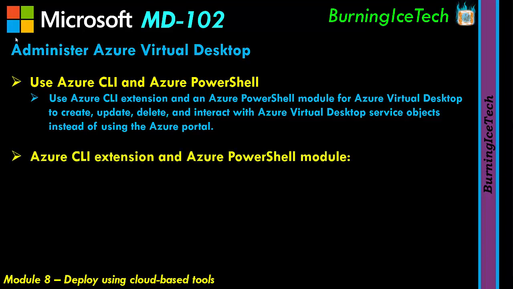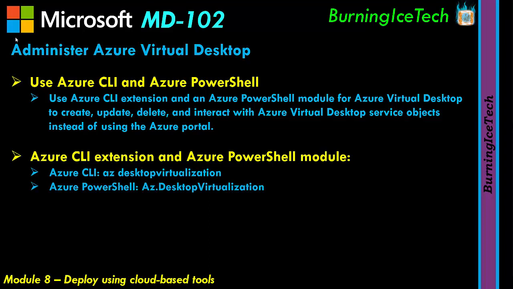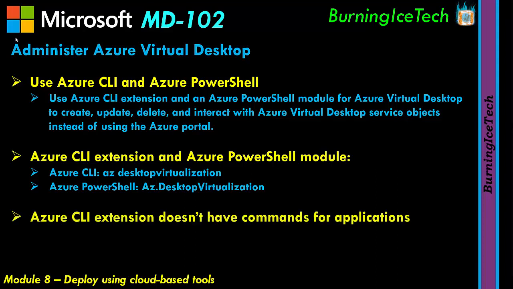With regards to the Azure CLI extension and Azure PowerShell module, this is what the Azure CLI would look like. And this is what the Azure PowerShell would look like. Just in case anyone is wondering, you'll see they're very much the same, but not quite exactly the same. Pay close attention to it. And then one last thing, the Azure CLI extension doesn't have commands for applications, guys, so something to be aware of. In that situation, rather use Azure's PowerShell module instead.